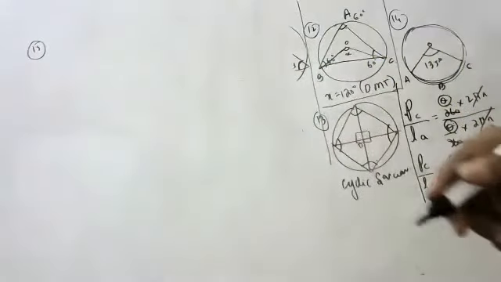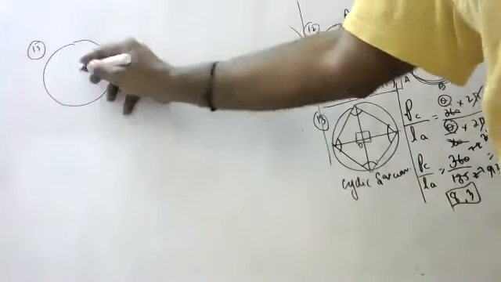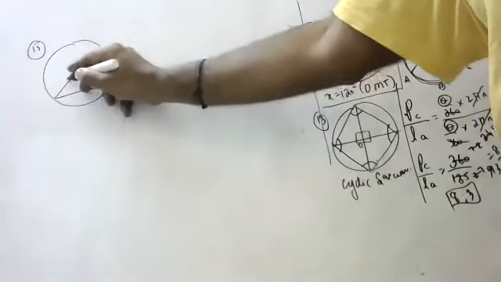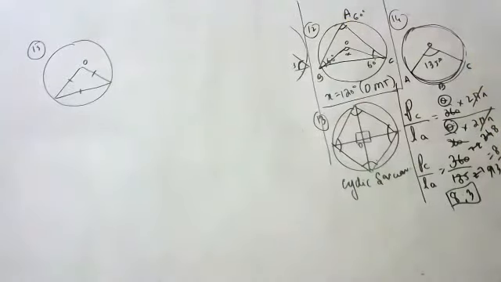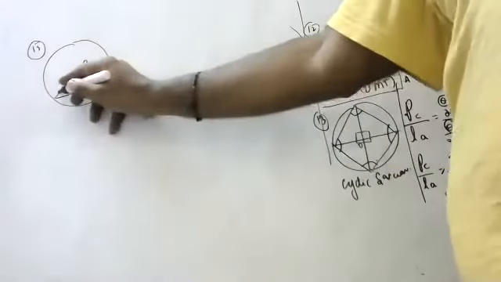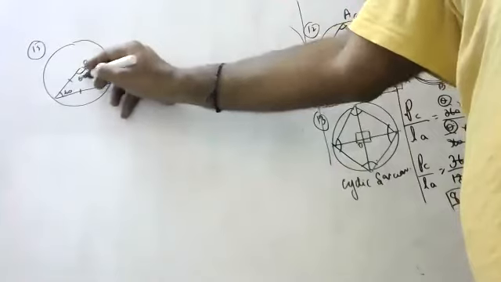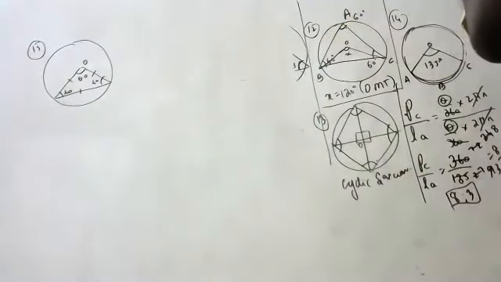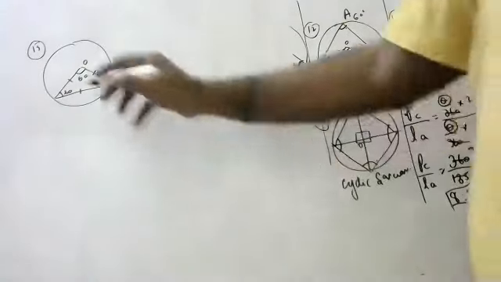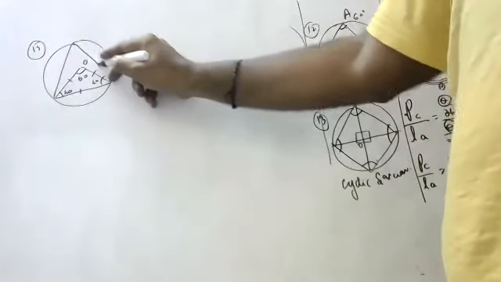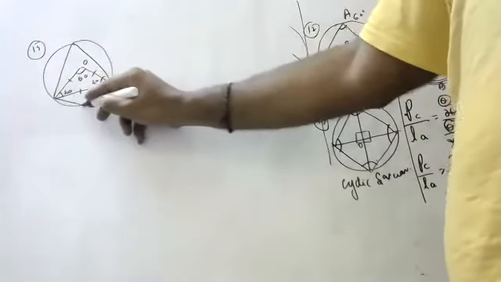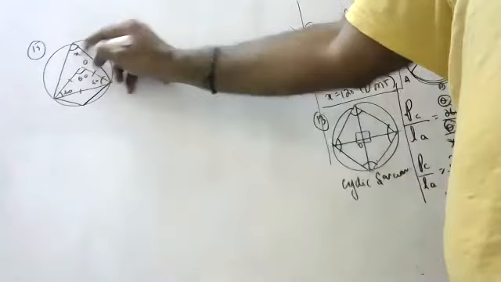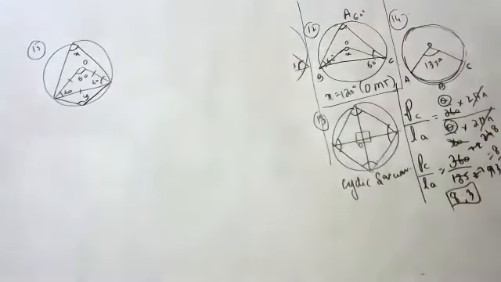Okay, so 15th question. The chord of a circle is equal to its radius, children. That means what? Equilateral triangle. Then what is the question? The angle subtended by this chord at the minor arc of the circle is how much? What is this angle?